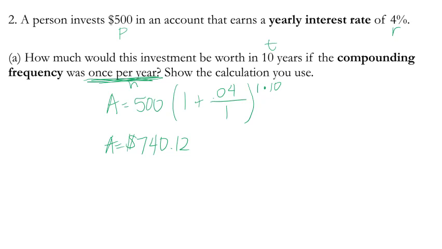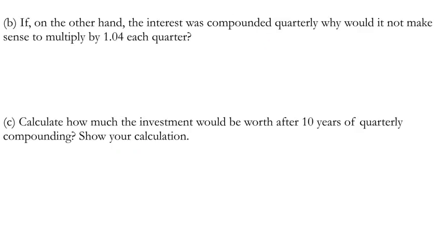Okay, let's go ahead and extend that. So if, on the other hand, the interest was compounded quarterly, why would it not make sense to multiply by 1.04 each quarter? Okay, we kind of addressed this on the last slide. So think about that for a second.